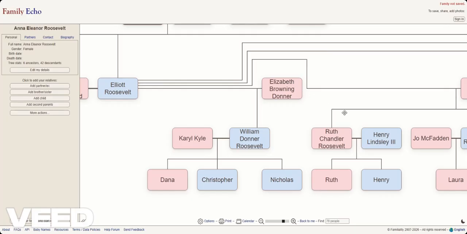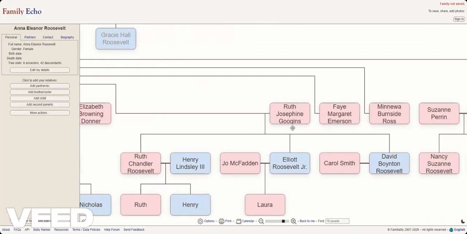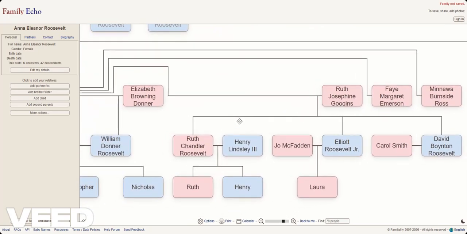Later, Elliot and Elizabeth divorced, and he married Ruth Josephine Guggens, and they had three children. Ruth Chandler Roosevelt. She uses her middle name Chandler, and Chandler is a boy's name. Like there's a Chandler in the TV show Friends, and also Mr. Beast has a friend named Chandler.